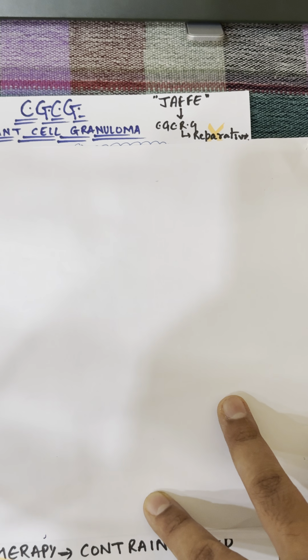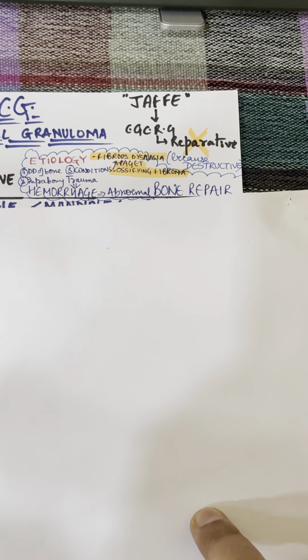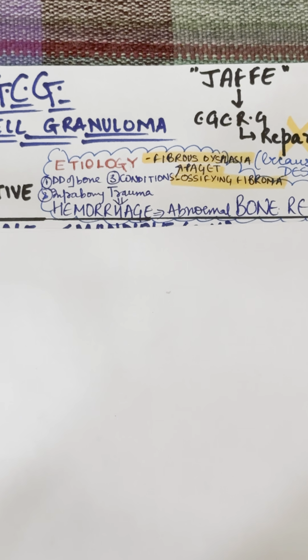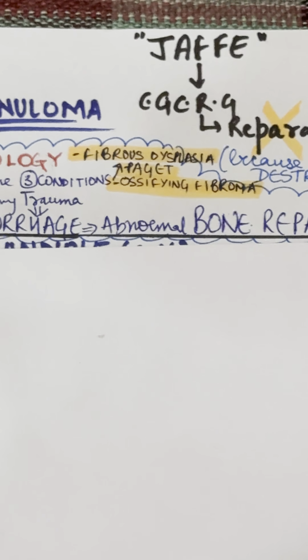Giant cell granuloma was given by Jeffrey, who coined the term central giant cell reparative granuloma, from which the reparative term was later removed because it's a destructive lesion. Then coming to its basic structure, it is a benign, proliferative, non-neoplastic, and reactive lesion. Coming to its etiology, it might be caused by developmental disturbance of bone, intrabony trauma which might cause hemorrhage, abnormal bone repair, and then conditions like fibrous dysplasia, Paget's disease, and ossifying fibroma.